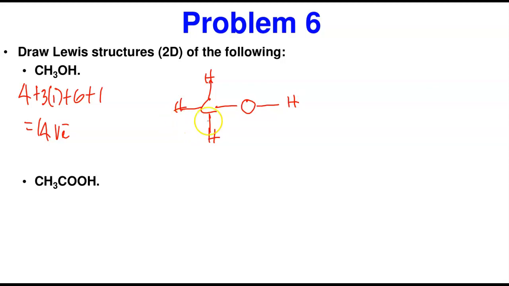Now let's count how many electrons we've used. 2, 4, 6, 8, 10. We still have 2. And that makes sense because this is not satisfied. You still have 4 electrons. So we're going to make this oxygen satisfied. And this is our Lewis structure of, actually this is called methanol, or methyl alcohol.